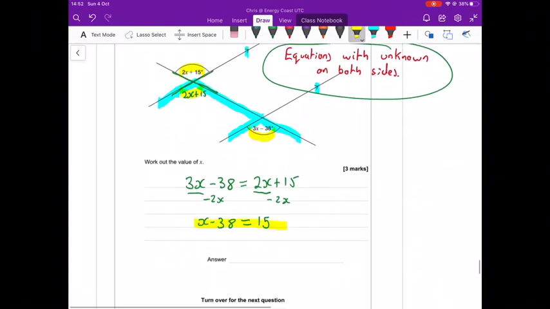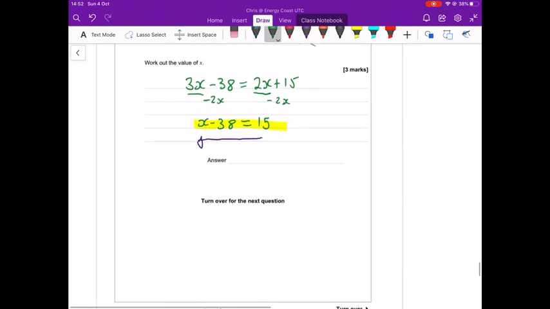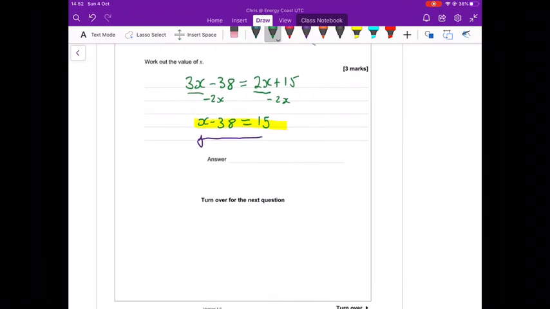Now, similar to what we had before, solve this equation here, which is a bit easier than the one we had. Remember what I said, we go right to left. We do opposites as we find them. So I've got 15. It says here, take away 38. I'm going to add 38 instead, because I'm going to do the opposite. And that'll give me what x is. So I just need to do 15 add 38, which gives you 53. Okay.